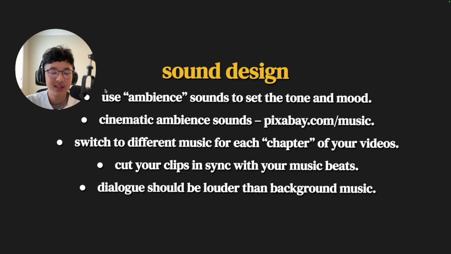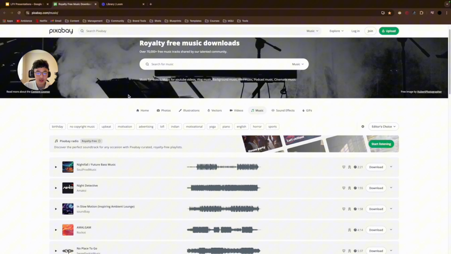Next up, we have sound design. Now, I love to use ambient sounds to set the tone and mood, and a lot of creators like to do that as well. Even in movies, they use ambient sounds. Now, where you can find cinematic ambient sounds is obviously on YouTube. You can search them up, or there's a website called pixabay.com. So this is what the website looks like.